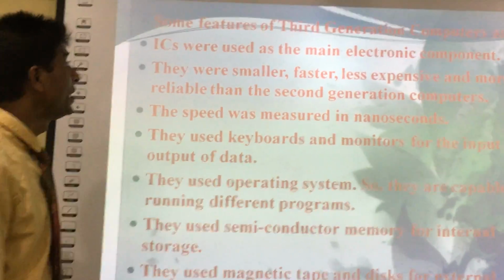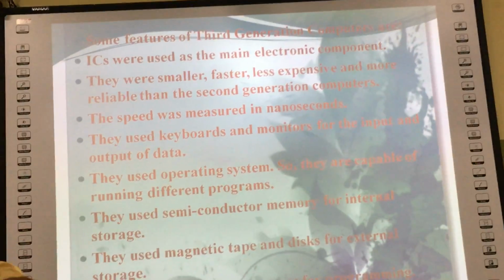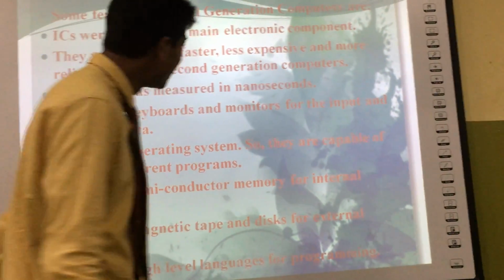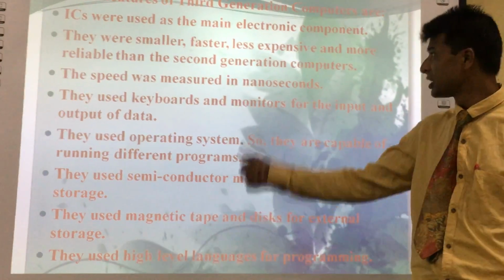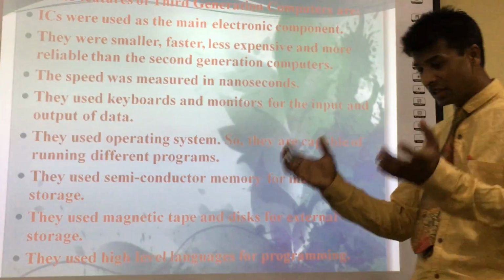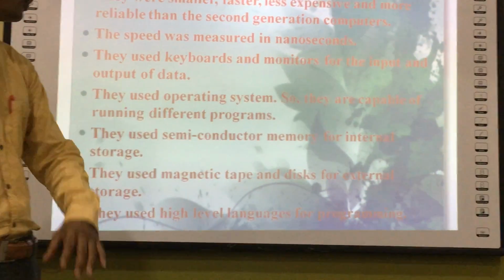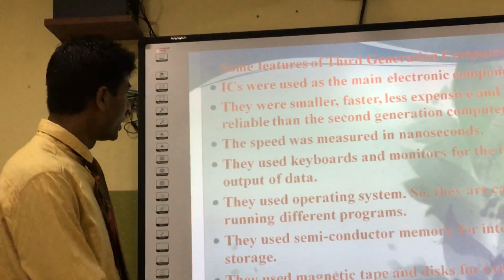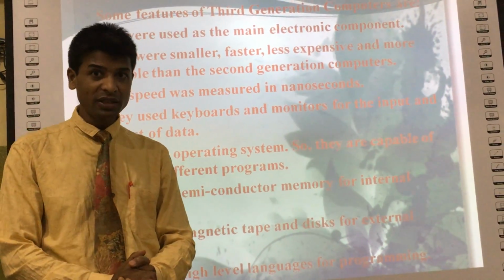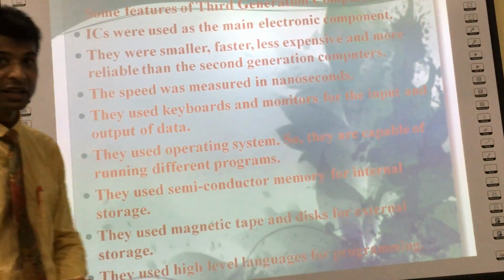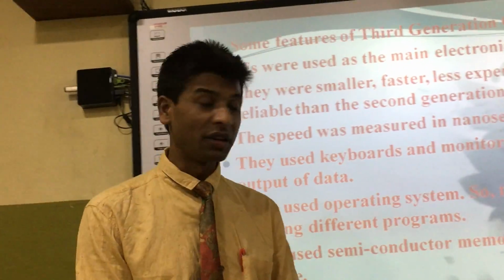Thank you. Now here are the features. IC were used as the major, main electronic component. They were smaller, faster, and less expensive in comparison to the first generation and second generation computers. The speed was measured in nanoseconds. Here they used external devices, keyboard and then monitor, for input and output of the data. Monitor is a soft copy screen, where each and everything is visible in soft copy, so we can read from there. Keyboard is an input device which is used to input the data records.